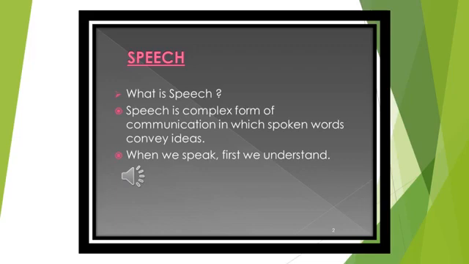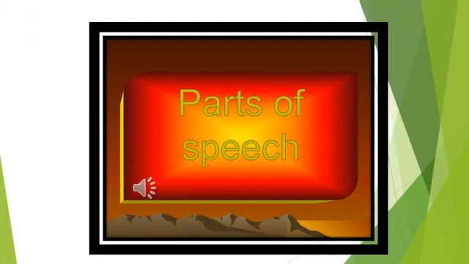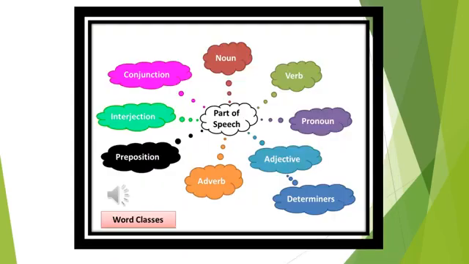Now, today's topic is parts of speech. What does it mean, parts of speech? As I have told you, speech means whatever we say. If speech is something, it must definitely have some parts. What are those parts? There are 9 parts of speech: noun, pronoun, verb, adverb, adjective, prepositions, conjunctions, interjections, and determiners. The first one is noun.